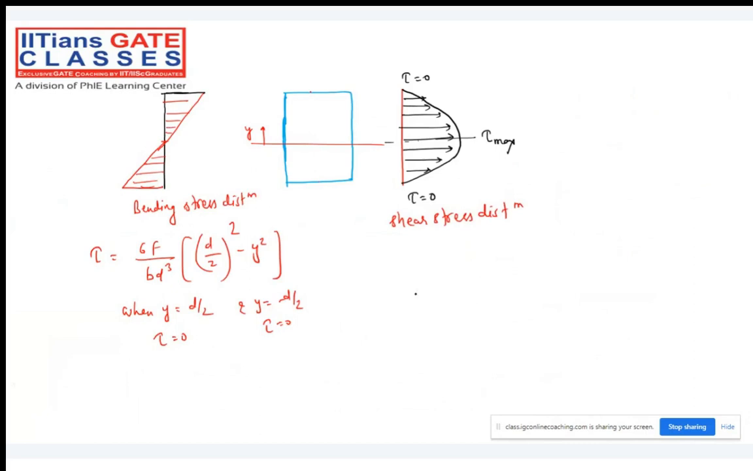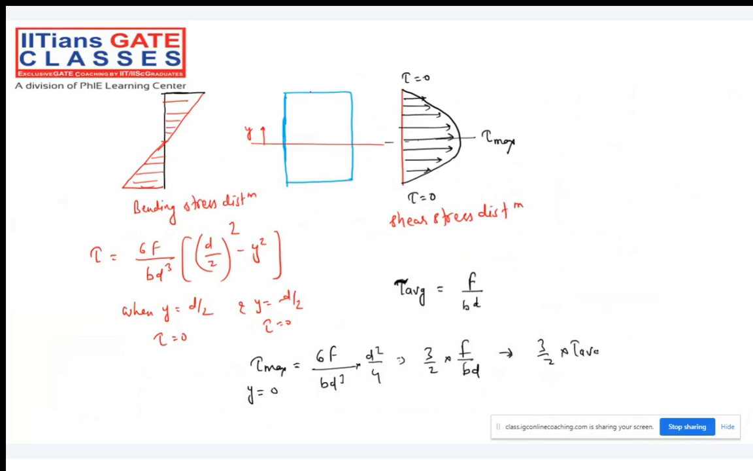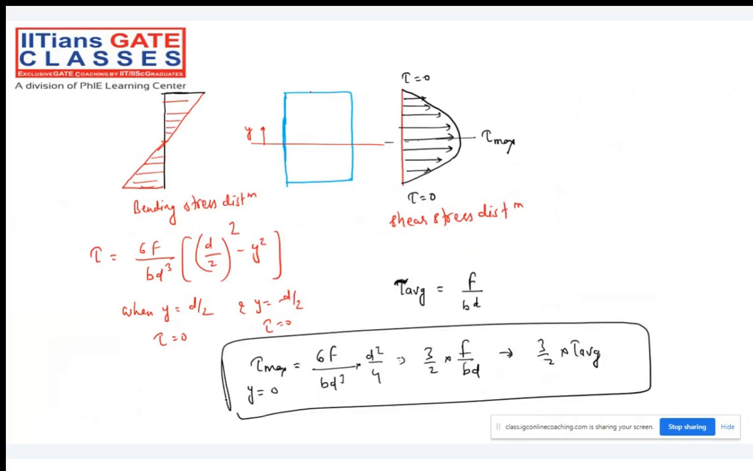If I want to calculate the tau average, what I need to do is shear force divided by area. Area is bd. So here tau maximum, when y is equal to 0, is 6f divided by bd cube into d square by 4. I would be getting 3 by 2 times f divided by bd. I would be getting 3 by 2 times tau average. So this particular relation is applicable for this section. Which sections? Rectangular sections, triangular sections, square sections.